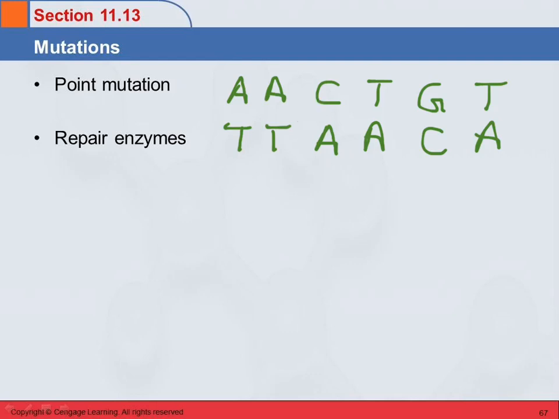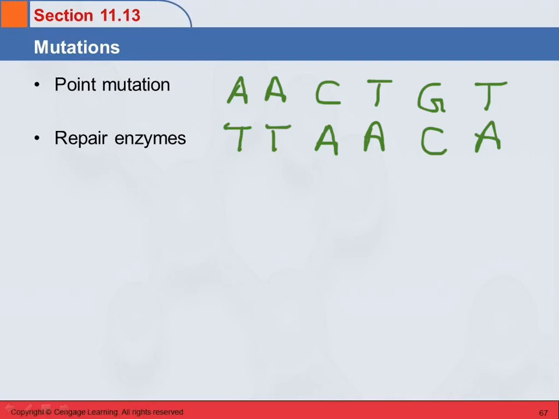Now that can arise in many different ways, and the whole replication process has a lot of checks in it that prevent this from happening, but it still happens occasionally. So a point mutation is where you've got one base that's incorrect. Point mutations are less likely to be a big problem.